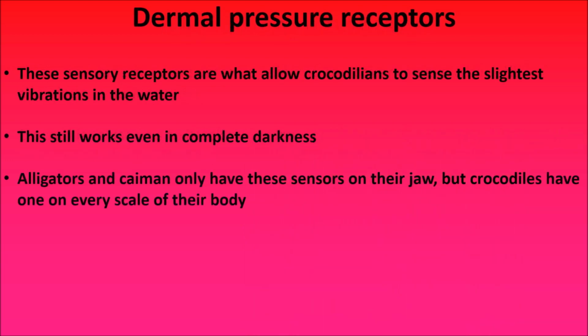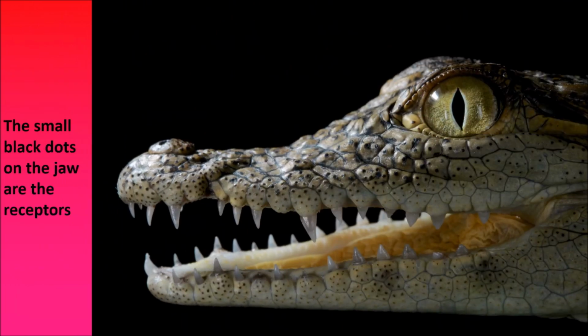Next are dermal pressure receptors. Once again, dermal, that is the layer of skin we talked about before. And these sensory receptors are what allow crocodilians to sense the slightest vibrations in water. And it still works even in complete darkness. Alligators and caiman only have these sensors on their jaw, but crocodiles have them on every scale of their body. So in this picture, you can see that these small black dots on the jaw, those are the sensory receptors.